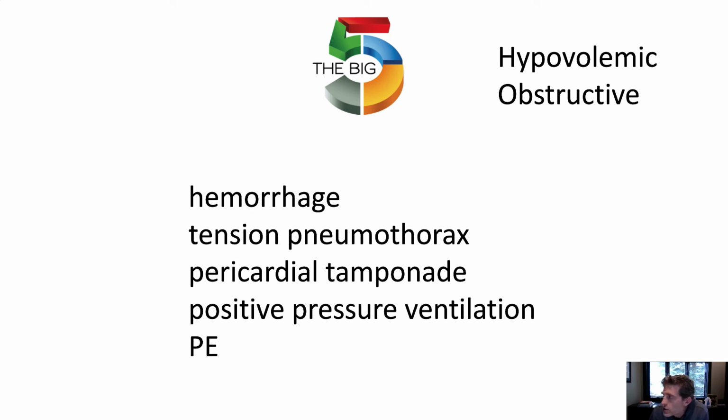Tension pneumothorax. Well, what are you going to do about tension pneumothorax? You're going to decompress that tension pneumothorax, either with a needle or a finger thoracostomy and a chest tube, ultimately. Pericardial tamponade, you're going to evacuate that, either percutaneously or potentially with a thoracotomy.